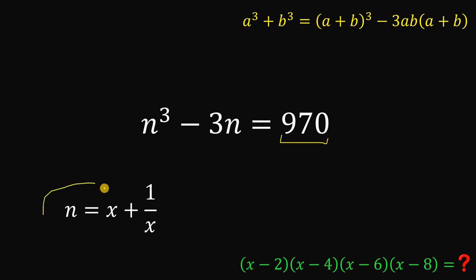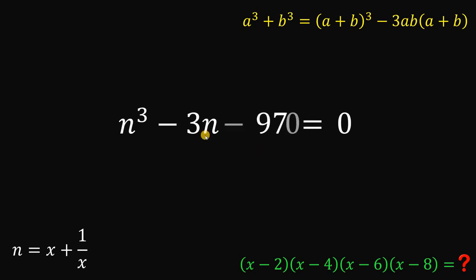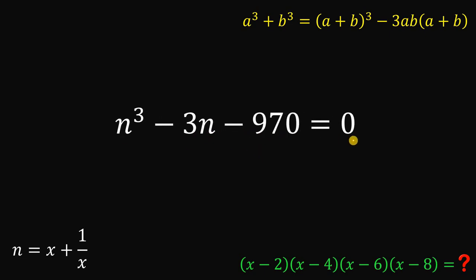Alright, now let's set this aside and focus on the equation. Now, to solve for the value of n, take note, x is a real number, so n is also a real number. Alright, now let's equate this to 0. So we have n cubed minus 3n minus 970 equals 0. Now, to solve for the value of n, we need to replace this negative 970 with negative 1000 plus 30. Because 1000 minus 30 will give us 970. Now, the question, why 1000 and 30? Why do we choose these numbers?